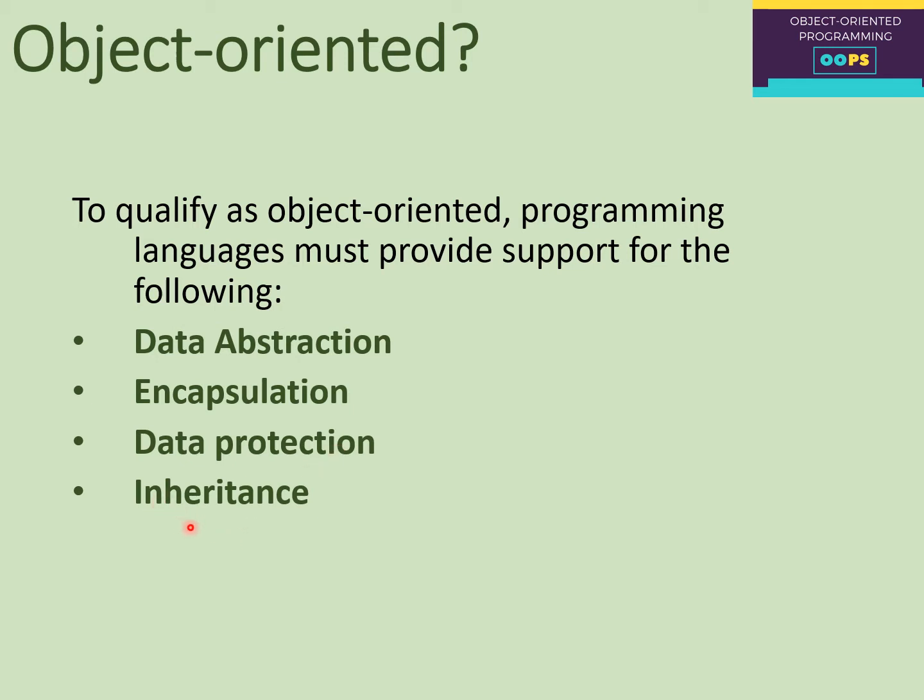Another important property of OOPs is inheritance. Inheritance is a concept used for reusability of code. That is, it is the process of creating a new class from an existing class. And this new class has all the properties of its parent class. So these are the main concepts that are available in object-oriented programming languages.